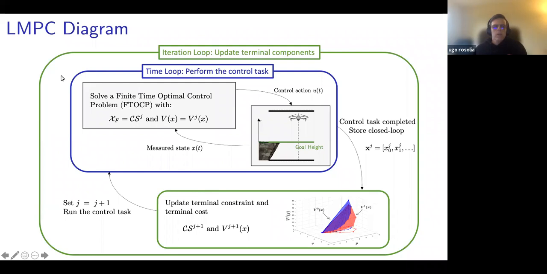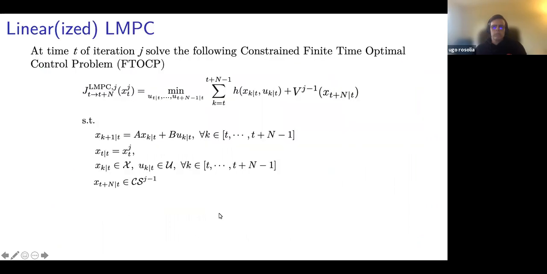Okay, so now the question is, we have these two loops, a time loop and an iteration loop. How do we implement this on a real platform? So for instance, how do we use historical data to construct this terminal cost function and this terminal constraint set? Well, it turns out that we can construct these terminal components in a single optimization problem.